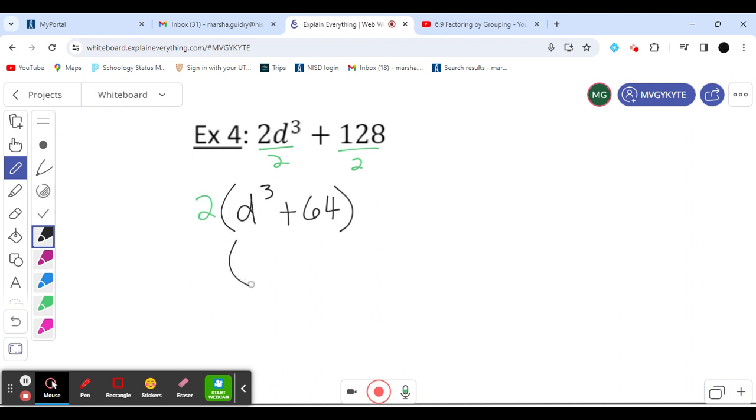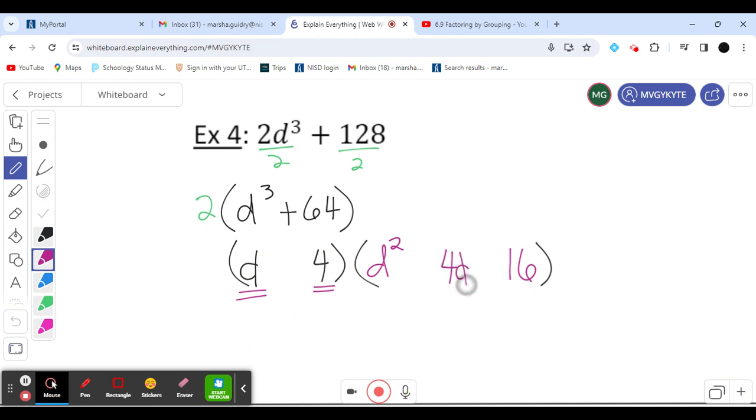So I set up my binomial and my trinomial. The cube root of d cubed is just d. The cube root of 64 is 4. All right, what is d times d? d squared. What is 4 times 4? 16. What is d times 4? That gives us 4d. And now we just determine our signs.